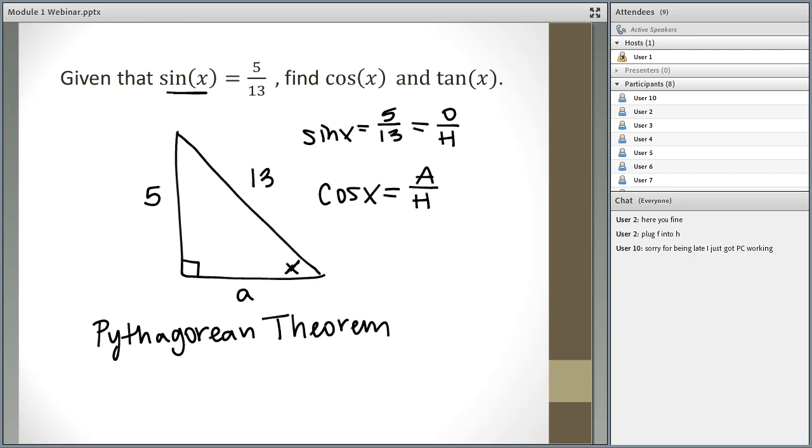So the Pythagorean theorem says a squared plus b squared equals c squared. So that's just saying a squared, so one of the legs of the triangle, plus the other leg equals c squared. It doesn't matter which side you choose as a and b. The only one that really matters is c. C always represents the hypotenuse.